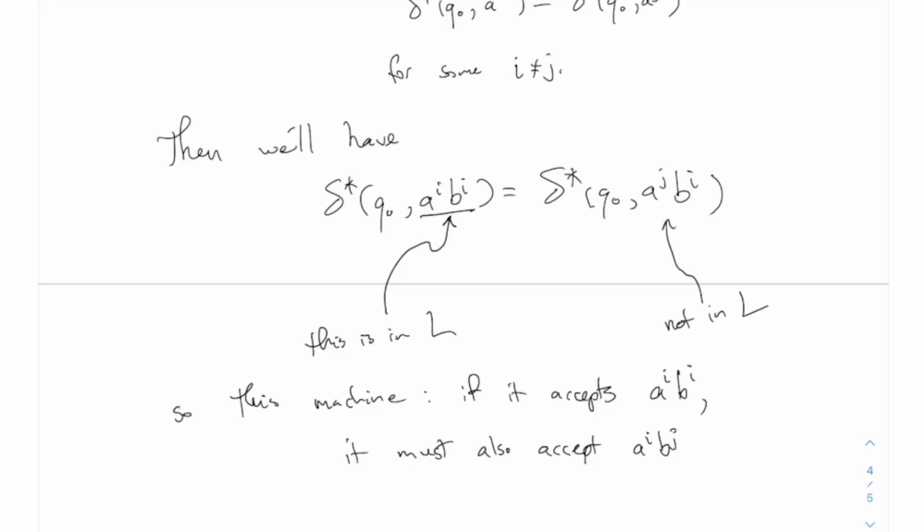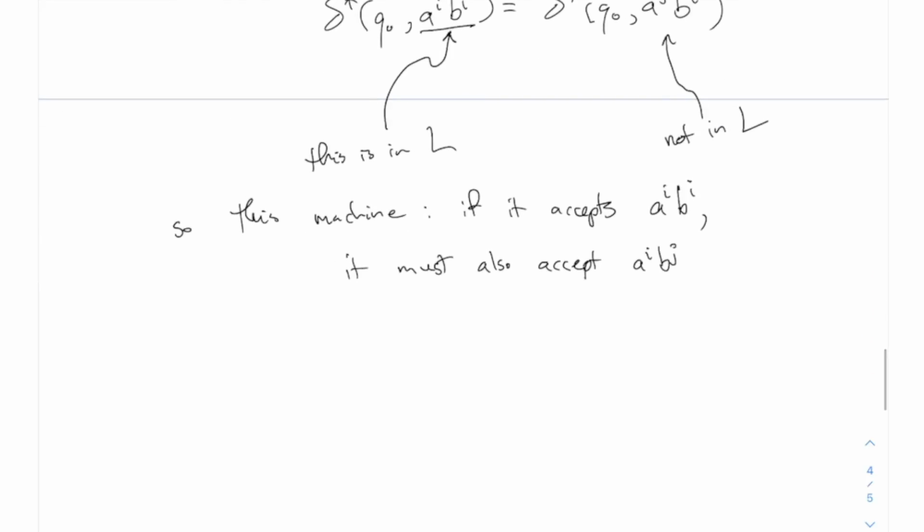And that's what you were saying earlier about how eventually you run out of states. Yeah, right. These a to the i, b to the i's can't always be different. They're going to have to collide with each other after a while. And this is the problem. So this machine, if it accepts a to the i, b to the i, it must also accept a to the i, b to the j.